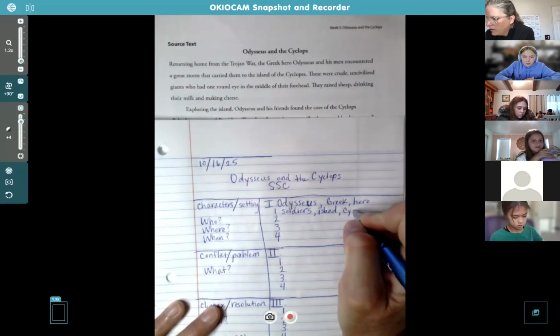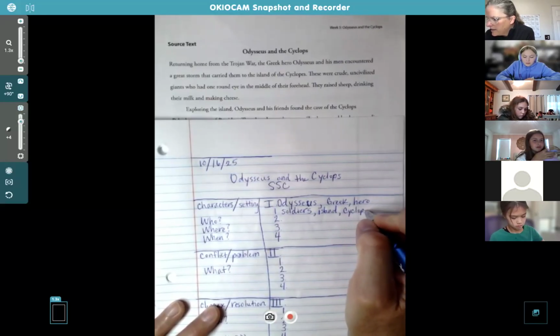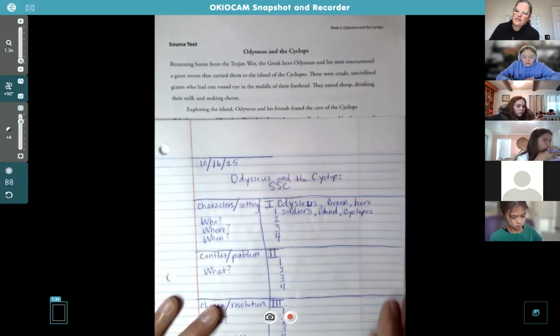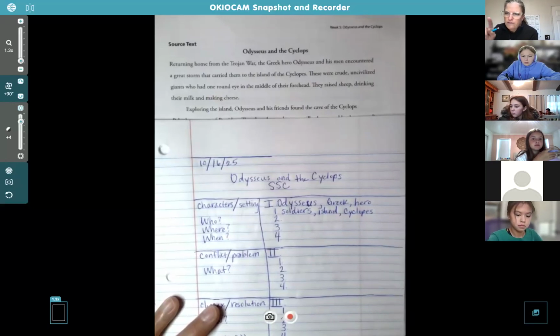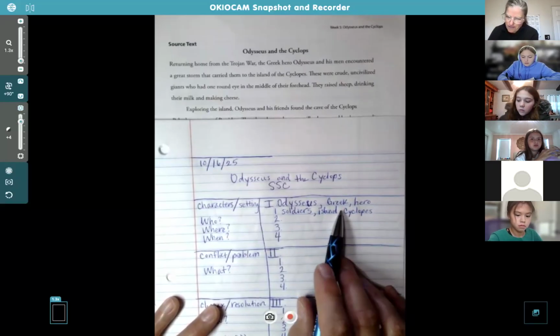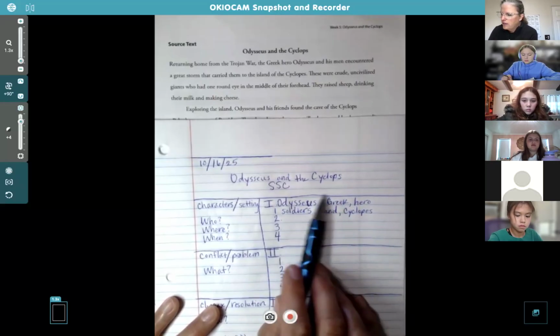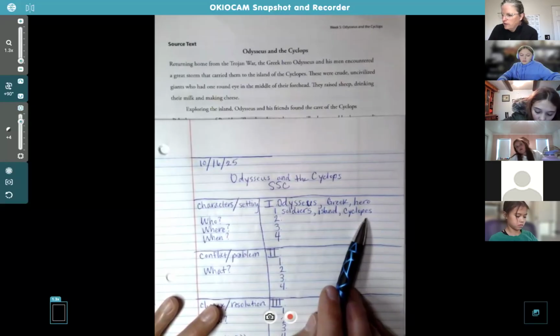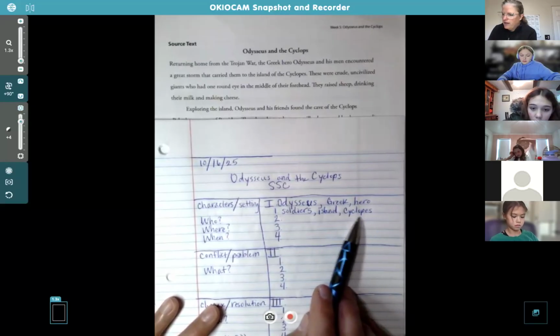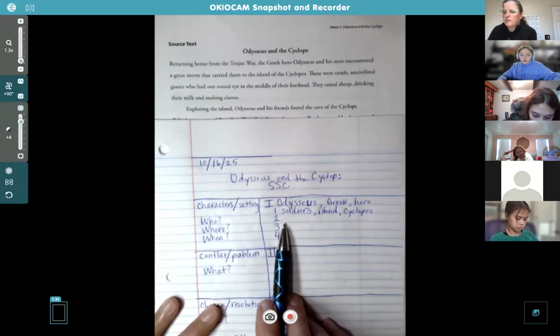And this word, if you noticed, has an ES and it is pronounced cyclopes. And that is the plural version of cyclops. So if it's one, it's cyclops. If it's more than one, it's cyclopes. And he was with his soldiers on an island of the cyclopes. That's where they are.